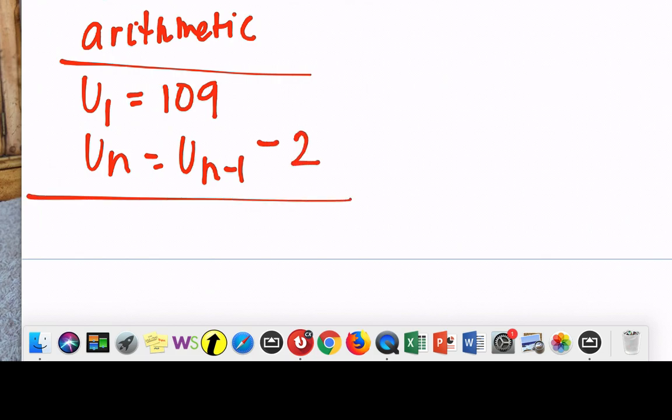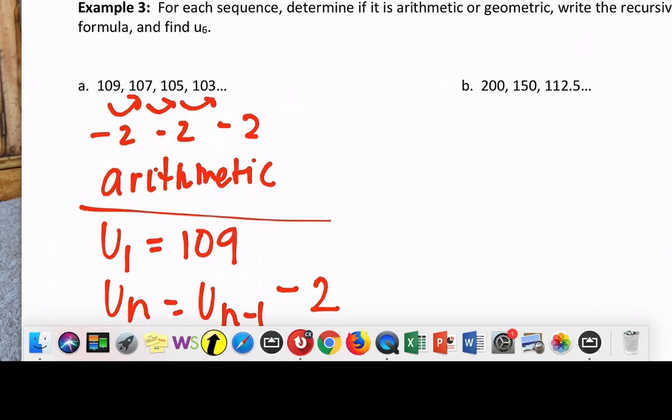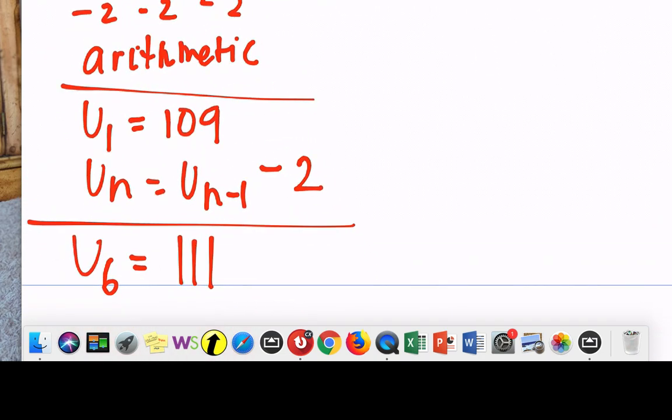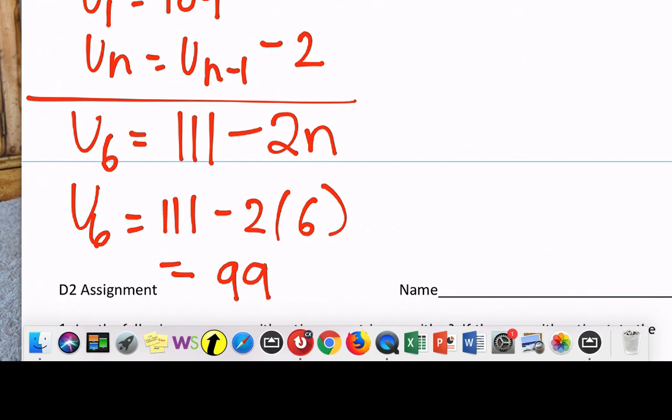And then to find the 6th term, a few ways you can do this. You can type this into your calculator and hit enter 5 more times. Or you can write the explicit notation, so I'm going to do that. All right, so right here, what is the y-intercept? Well, it's not 109, that's the first term. So if we go backwards and add 2, the y-intercept's 111. The slope is minus 2 to the n. So to find the 6th term, we take 111 minus 2 times 6. And if you do that, we're going to get 99, I believe.